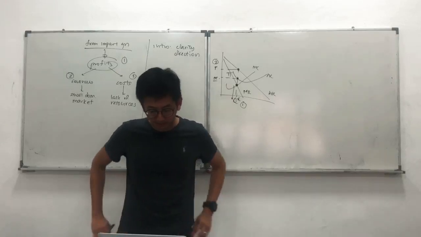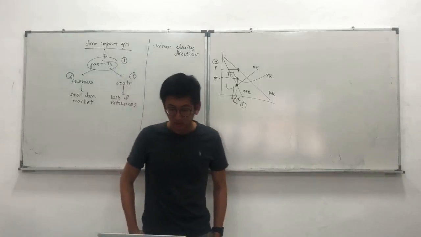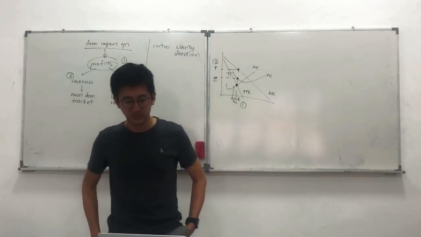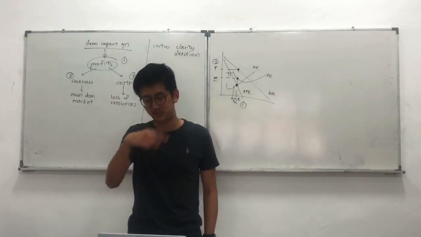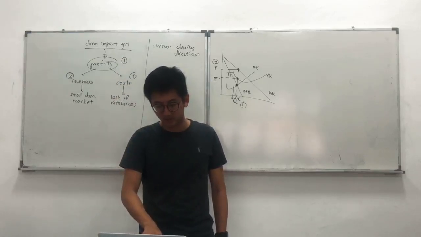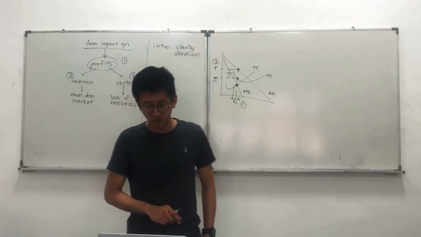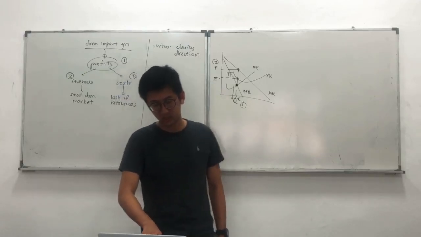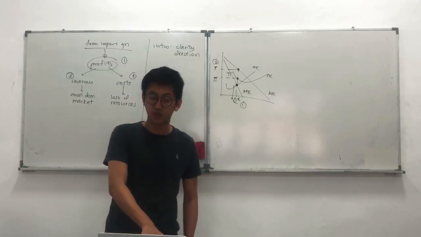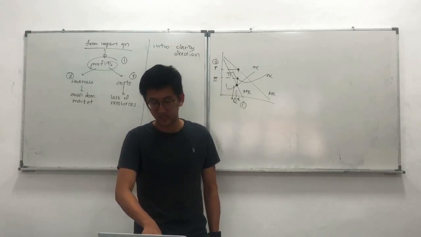Given by the AR curve, total revenue is the area bounded by O, P star, X, Q star. So I'm just describing the revenue area. And total cost is the area bounded by O, AC, Y, Q star. The difference between the two areas is the supernormal profits that the firm makes, denoted by the area profits.